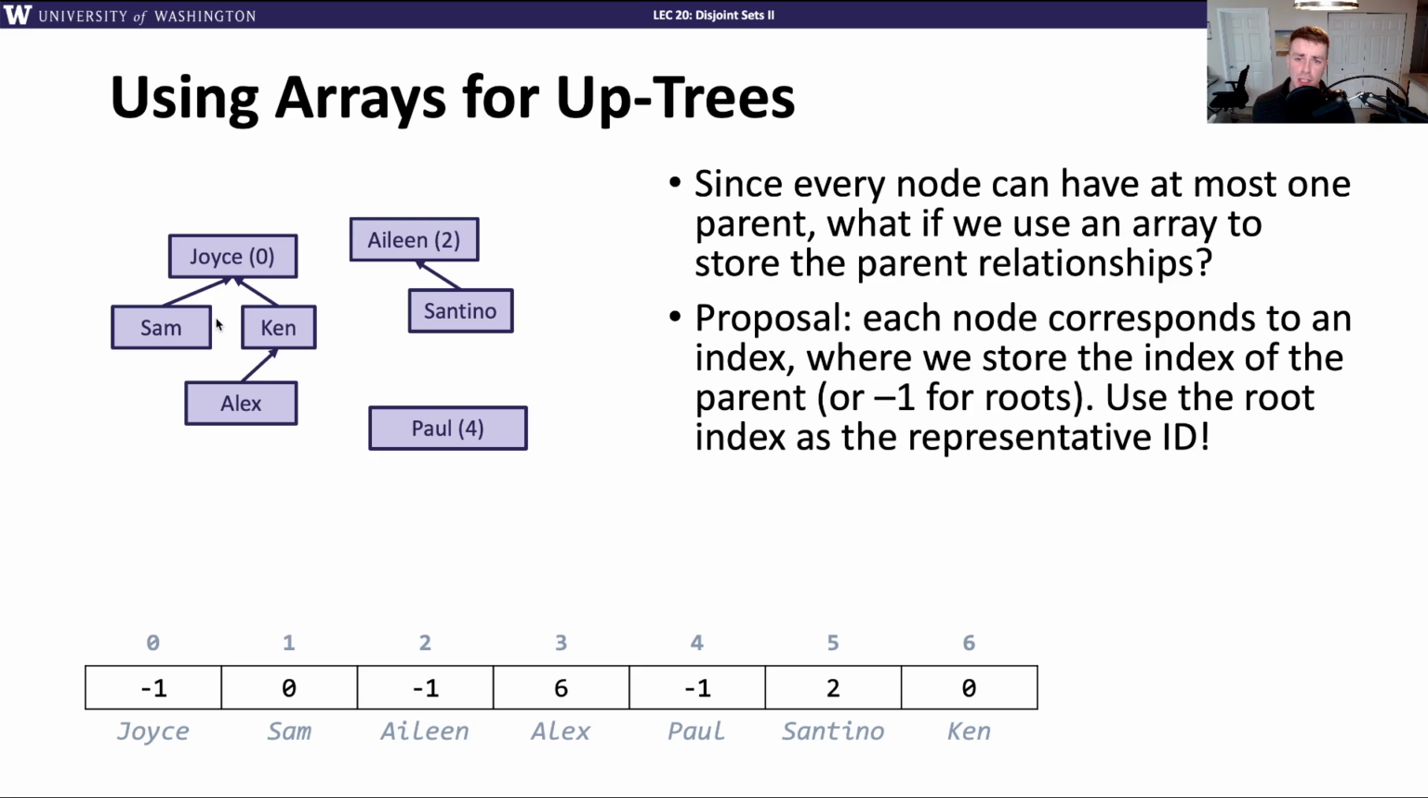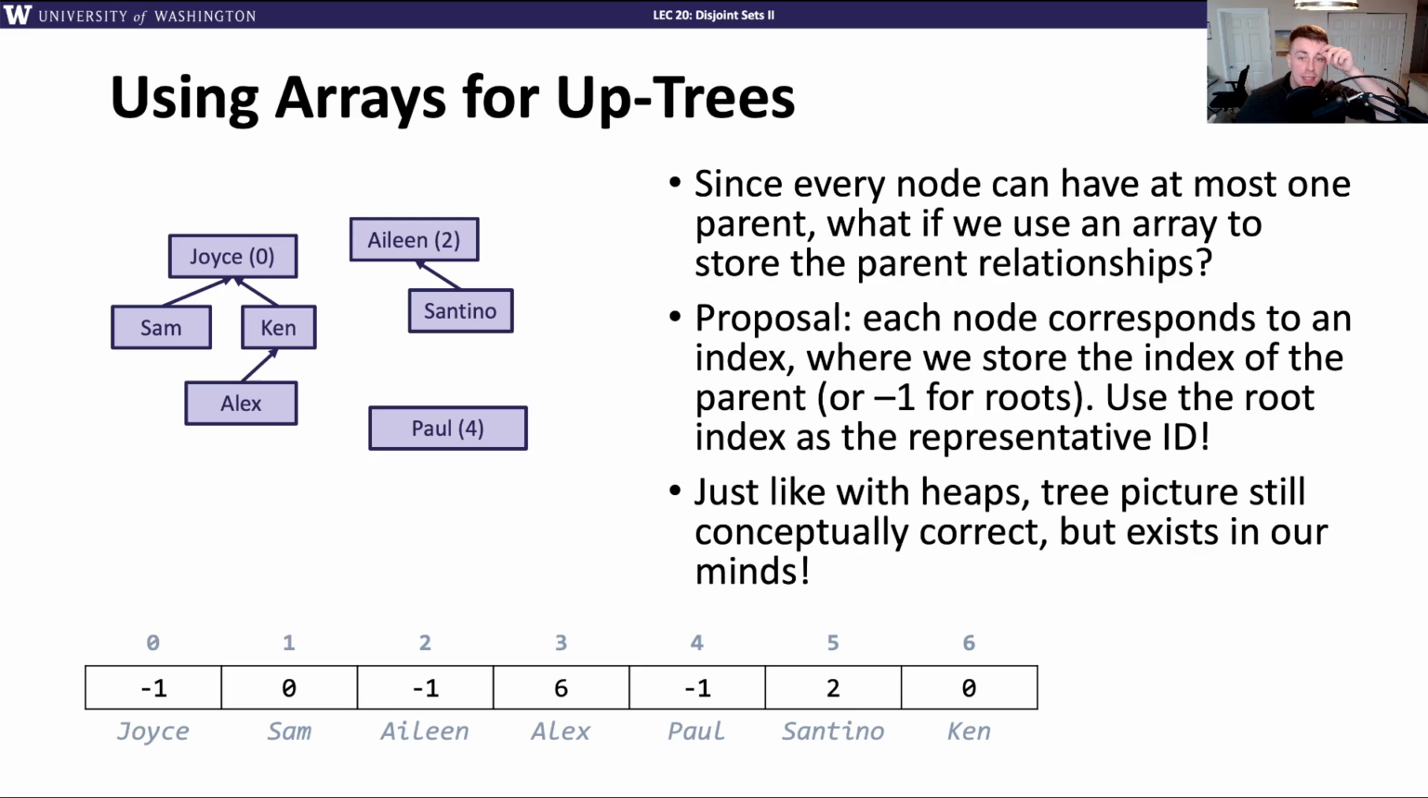Now we need some special value to indicate that Joyce is the overall root, and for that we use something like -1. One nice thing about this implementation is that we get the idea of a set ID for free, because we can just use the index of Joyce as the set ID for that set. That's actually one benefit of this.